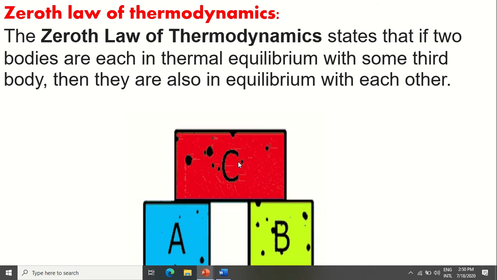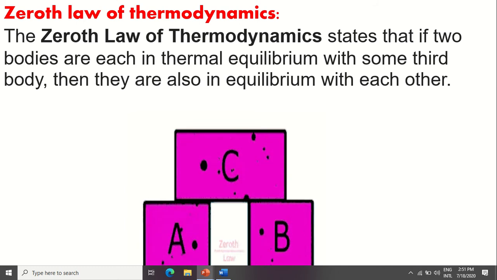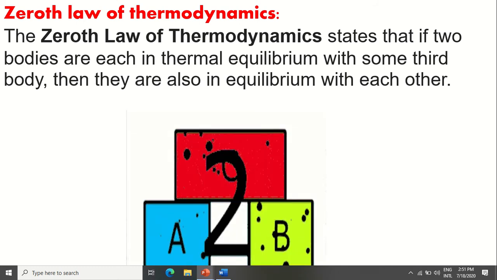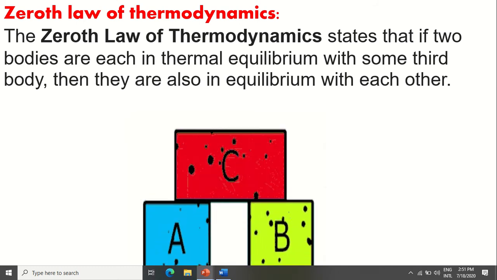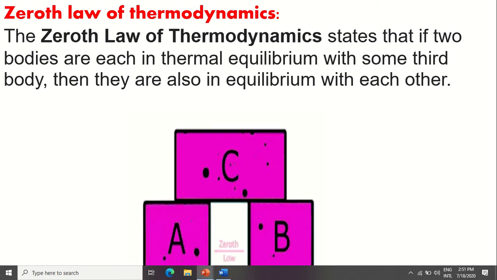So again I am telling you, if two bodies are in thermal equilibrium with a third body, then the first two bodies must be in thermal equilibrium with each other. This is known as the Zeroth Law of Thermodynamics.